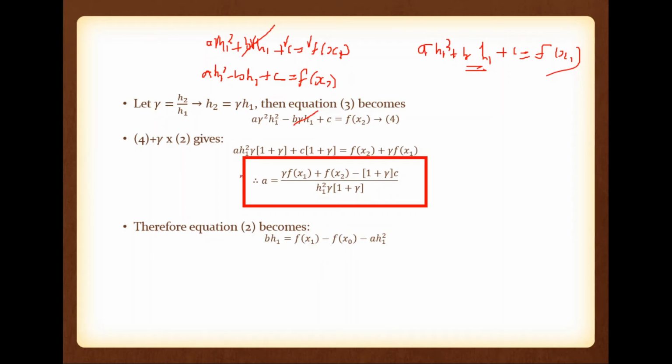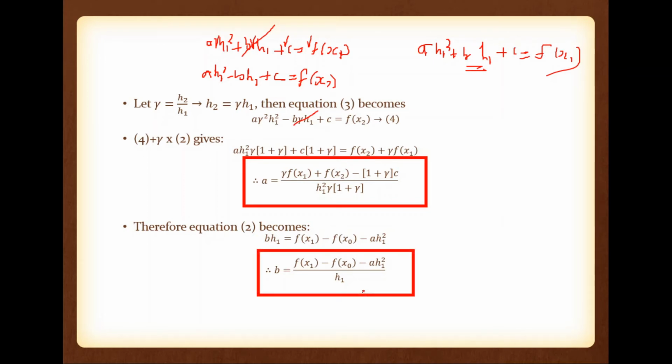Actually there is no need to substitute a here. If you know the value of a, just substitute that value into this equation. Please note that. So I am writing this equation as such. I am not going to modify this a, because we have to substitute the value. So now what is b? b is equal to f of x1 minus f of x0 minus a h1 square, divided by h1. So this is b. You have to remember this term also.